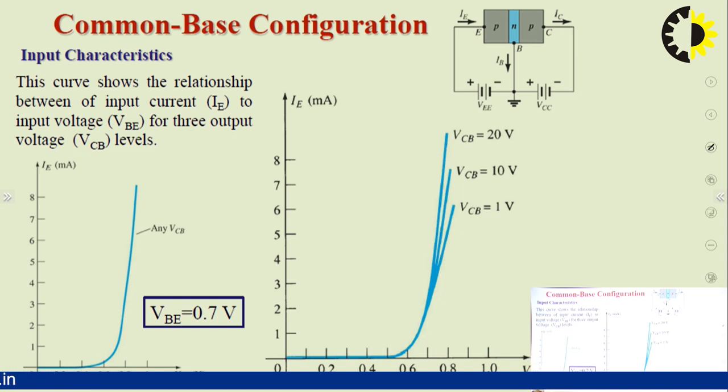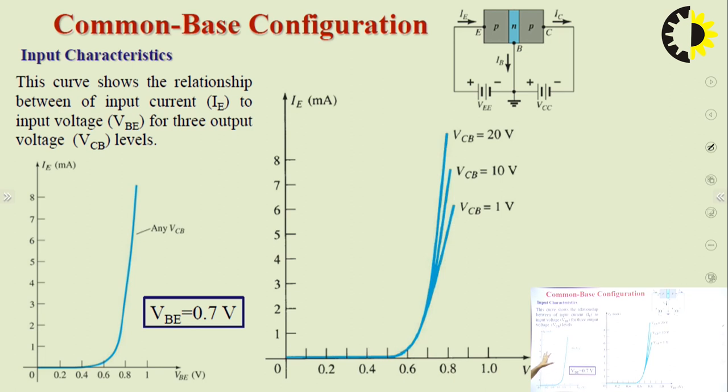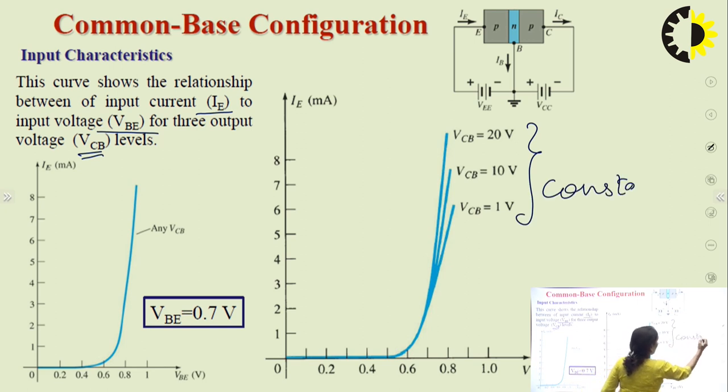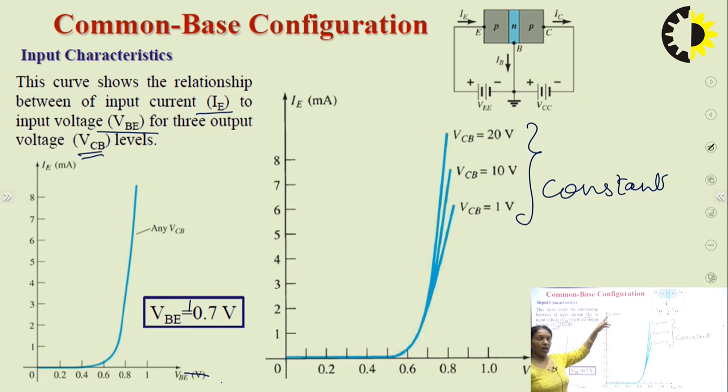In the common base configuration, the input characteristics and the output characteristics are shown here in the figure. Here we can see that the input voltage is VBE, as we discussed in the previous slide, and our input current is IE, whereas the output voltage is VCB. If we keep this VCB at a certain fixed value, any fixed value, let us say 1 volt, 2 volt, 10 volt or 20 volt, we keep this voltage at some constant value and change VBE, and see how the current changes.